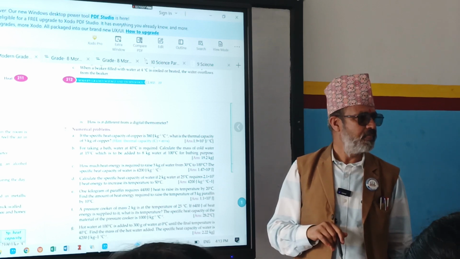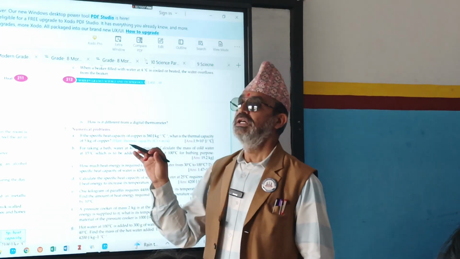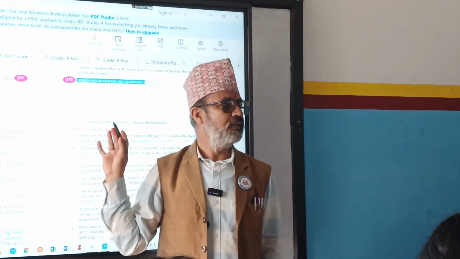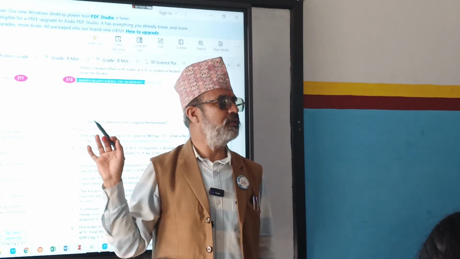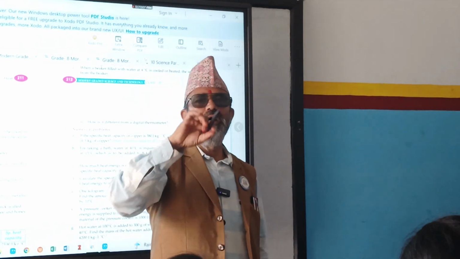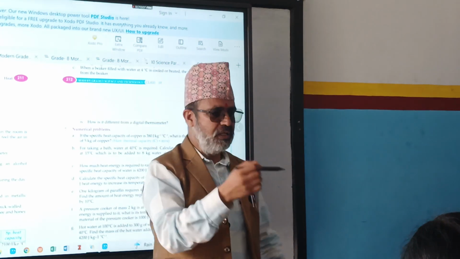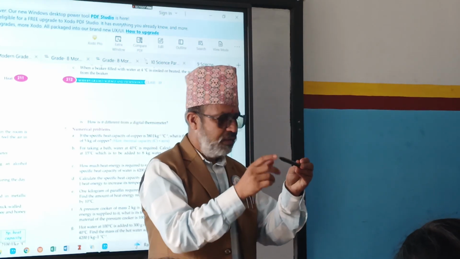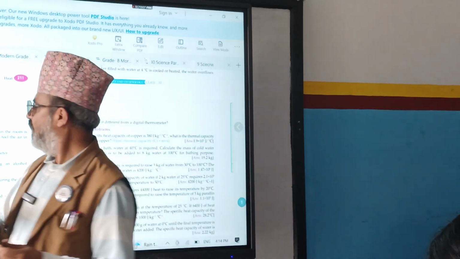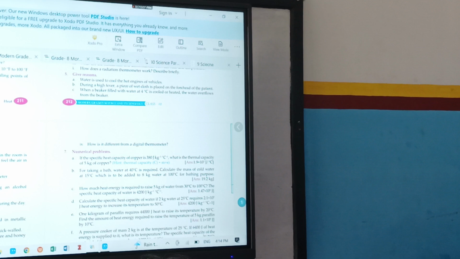This one contains LCD display also. Yes, a digital thermometer contains a thermistor and LCD display, but the clinical thermometer doesn't contain those. There is only one capillary tube and scale. Scale means there is something written, and we have to observe it. All right, that is all of our diagrammatic questions also.